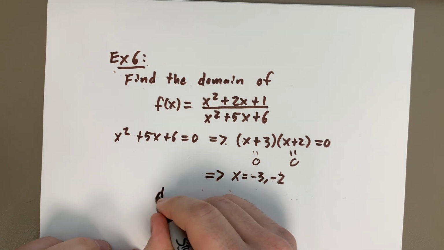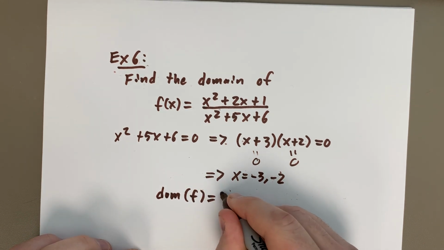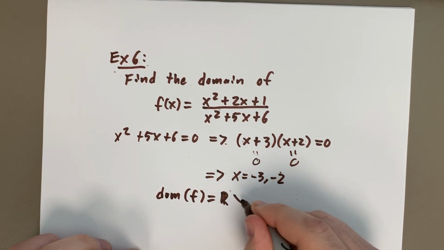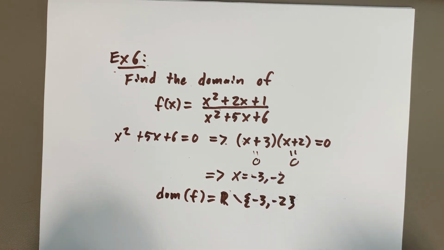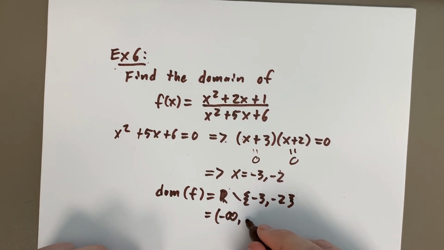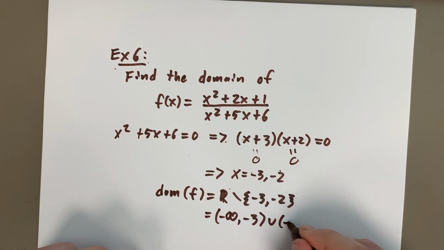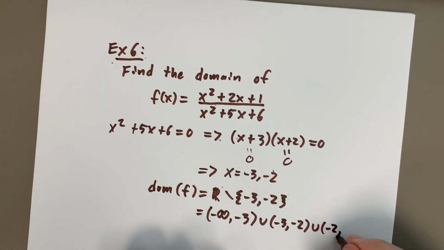So the domain is the set of all things that cause no problems, and we can write that as the set of all real numbers minus the things that cause problems. Or we can write this in interval notation as follows. I can plug in everything from minus infinity to minus 3, because that's less than minus 2, union minus 3 to minus 2, because there are numbers between minus 3 and minus 2, and from minus 2 onward.